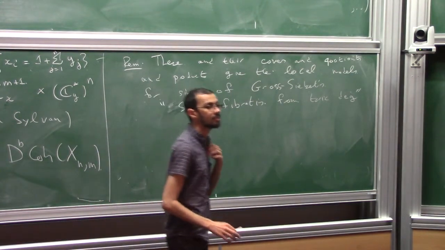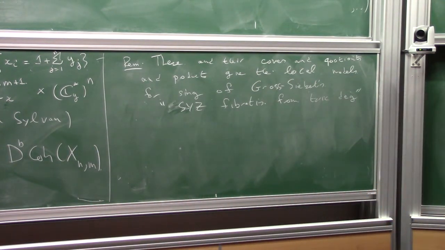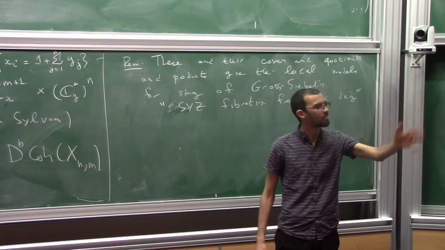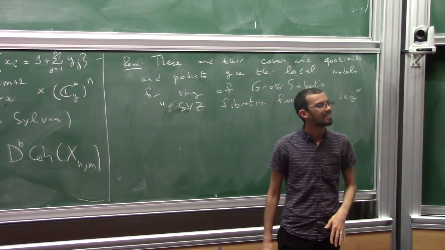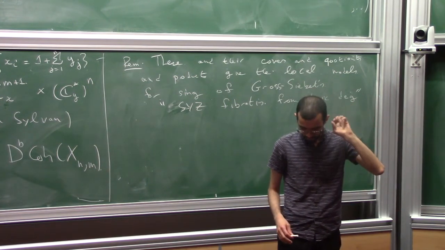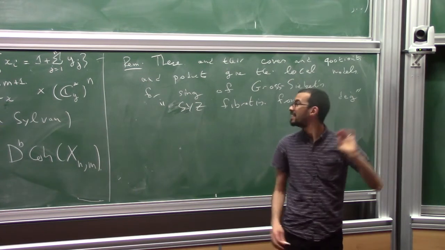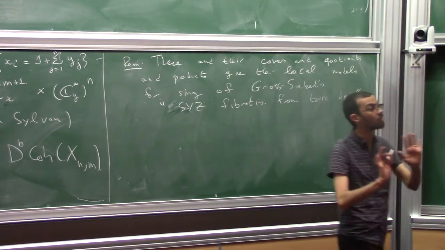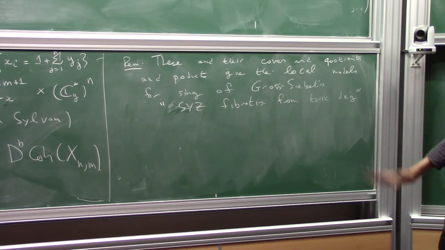I just want to understand this for a moment. So the statement is that in this Gross–Siebert program, they construct from whatever toric data a symplectic manifold and the fibrations, and that these are the models. That's basically right. But they don't construct a symplectic manifold. They construct a projective variety, right? Maybe what I should have said is, when I said here SYZ fibrations, their SYZ fibrations are not necessarily Lagrangian torus fibrations. Nonetheless, these are local models.